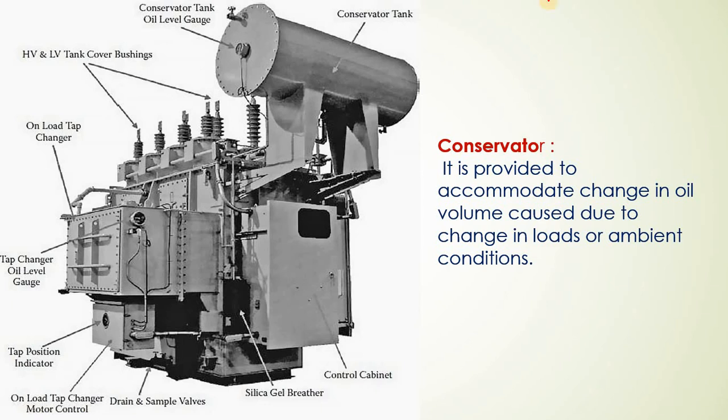So this is the outer view of the transformer. You can see here this is the conservator tank, then the conservator tank oil level gauge, the HV tank, and the HV and LV bushings are there. Then there is an on-load tap changer, then the tap changer oil level gauge is this one, the tap position indicator is this one, the on-load tap changer is this one, then the drain and sample valve is there, the silica gel breather is there, and the control cabinet is there. Okay, so all these are the transformer parts. Along with this there are so many parts in the transformer.